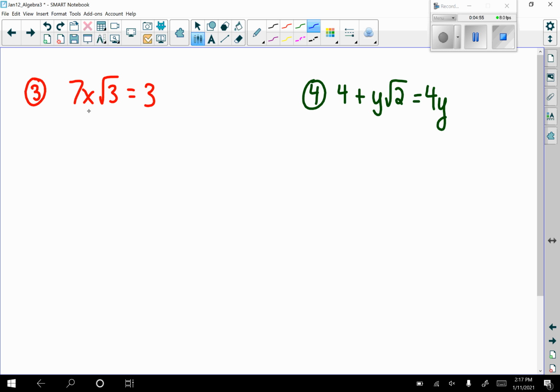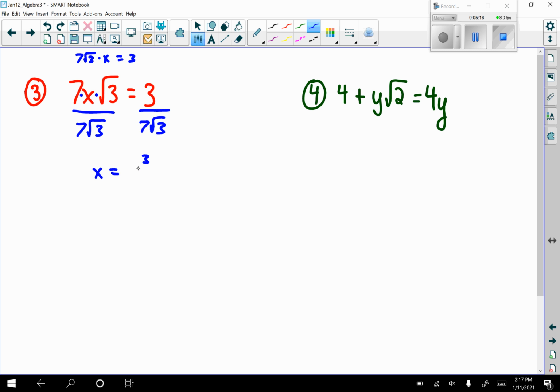So again, the x is not underneath the radical. So all of this stuff is being multiplied. So I want to just get rid of the stuff with the x. So I'm just going to divide by a 7 radical 3. Again, this is like saying 7 radical 3 times x equals 3. So I could just divide both sides by 7 radical 3.